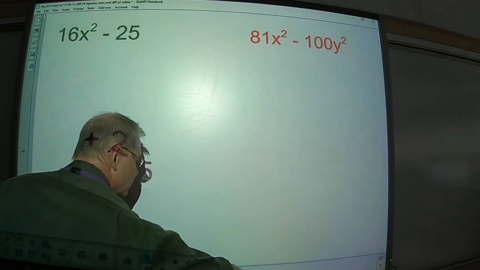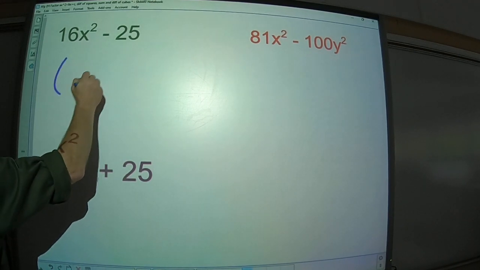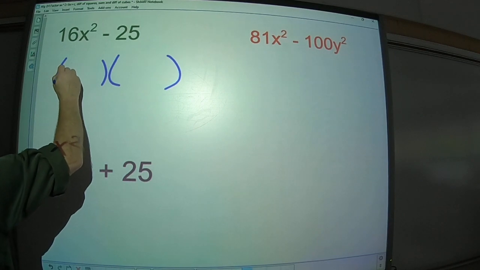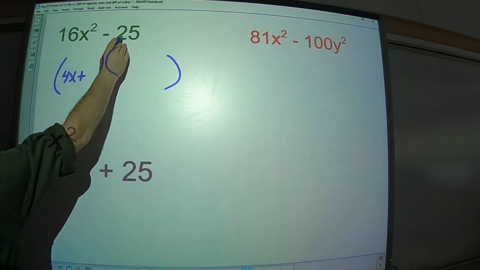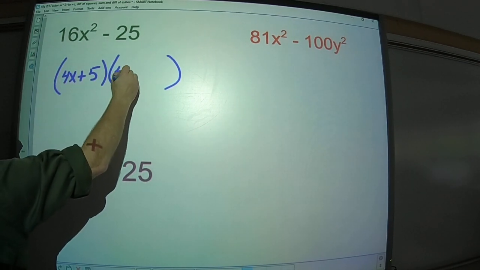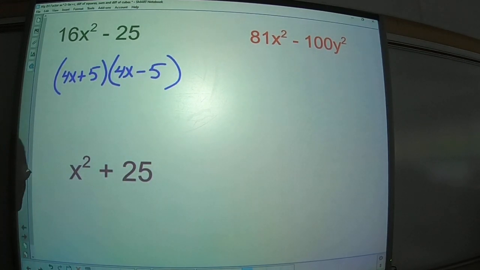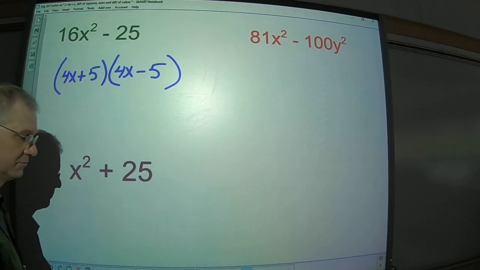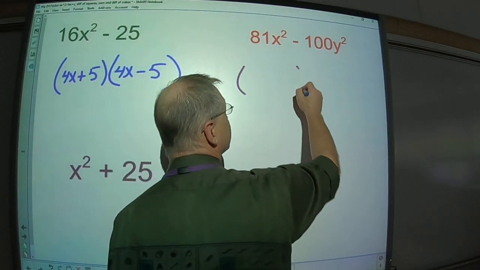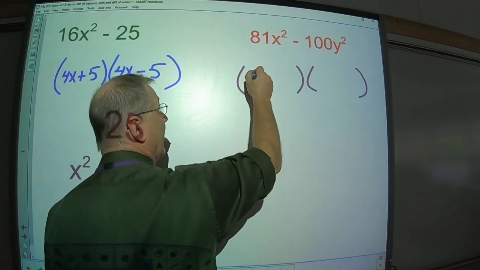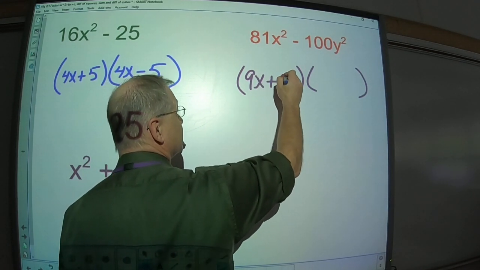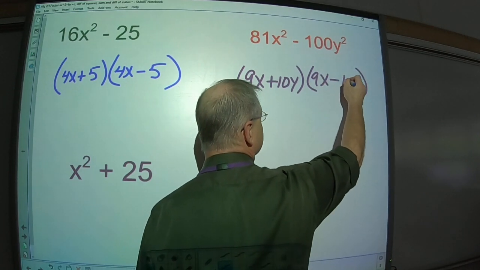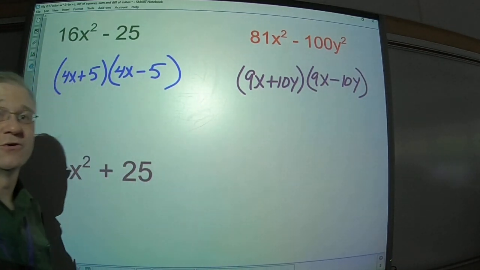All right, so in this first one, it's 4x plus 5, 4x minus 5. Now it doesn't matter whether you put the minus first and then the plus, that would be fine, it's not a problem. Over here, 9x plus 10y, 9x minus 10y, and there's your answer there.